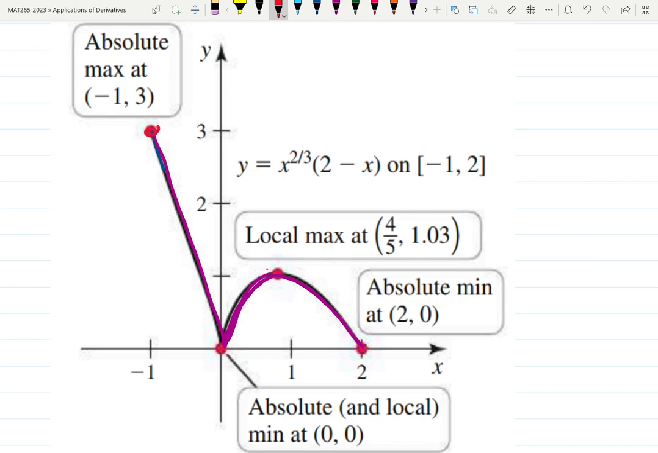So the global max is happening where? At -1. How high is it? 3. The global min happens at 0 and 2. How high is the global min? 0 height. 0 units height.